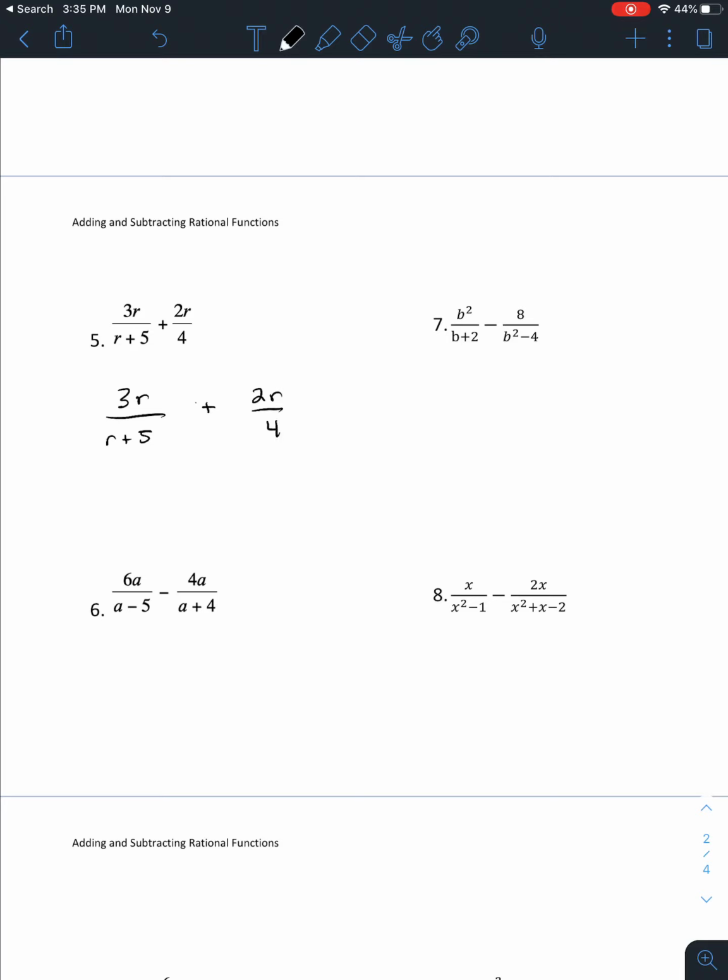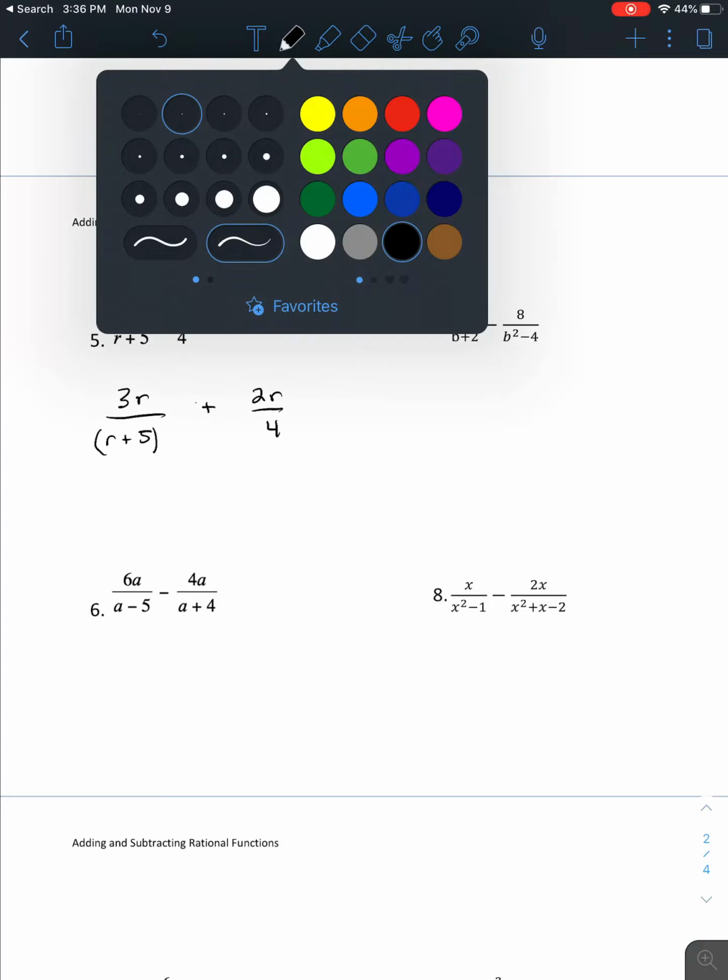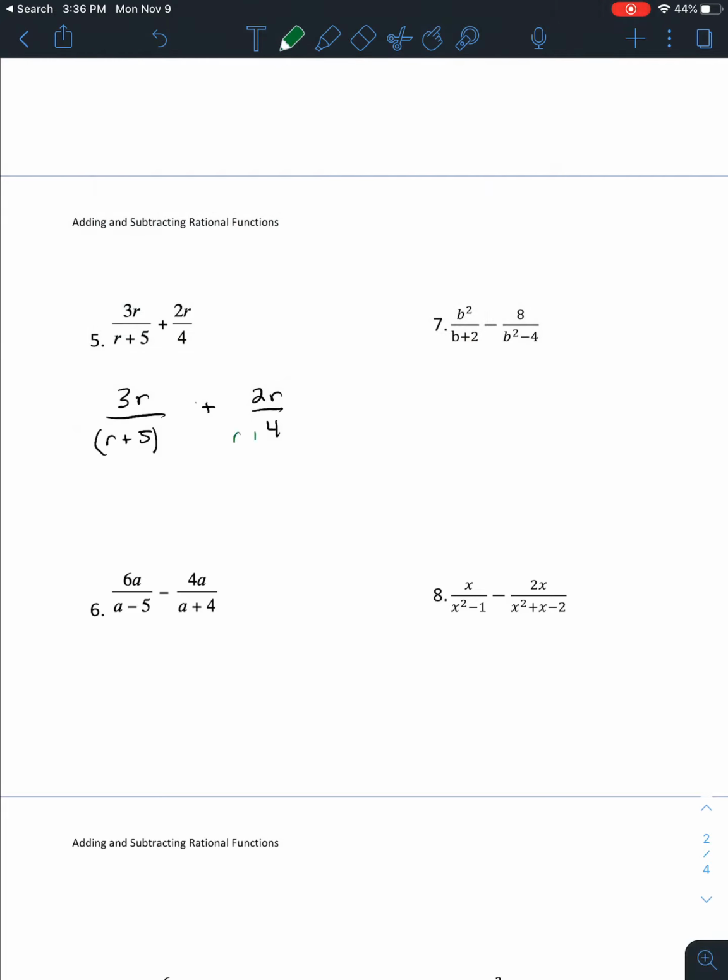When I do these problems, you always have to keep in mind that r plus 5 is like a package deal. It's like a binomial. So just keep that in mind when we want to make common denominators, that we just can't add numbers. Like I can't just do r plus 4 and then add a 1. You're not allowed to do that.